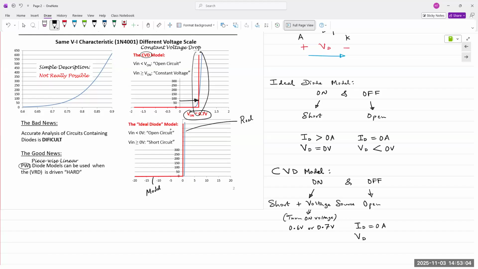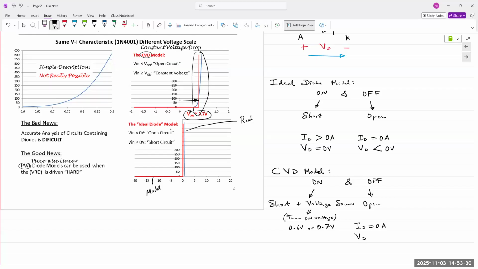Again, ideal diode, constant voltage drop. Both models are nearly the same. The only difference is that it requires a certain amount of voltage to turn on when it's forward bias. So the constant voltage drop model, CVD model, requires 0.6 to 0.7 volts. Other than that, both models are the same.